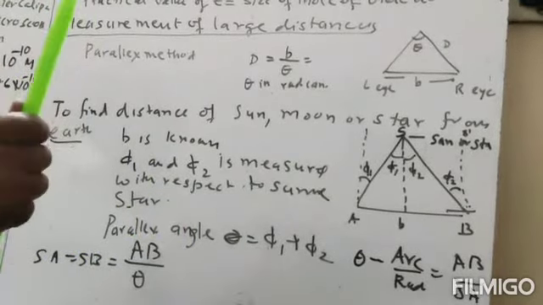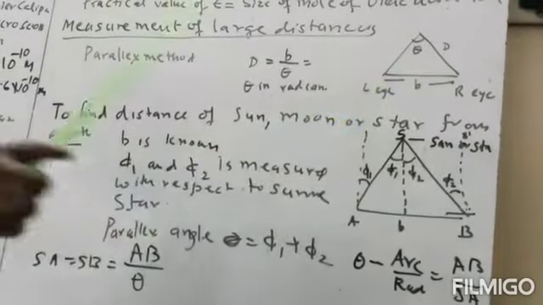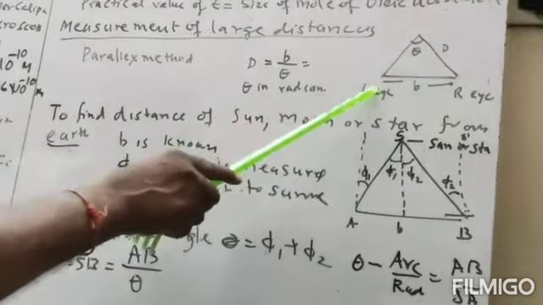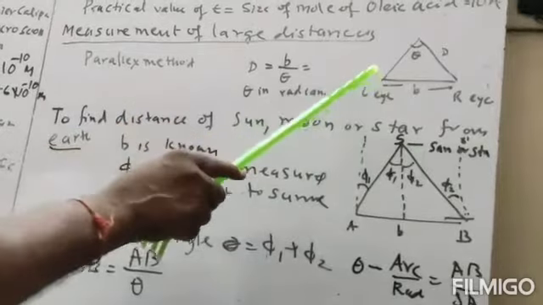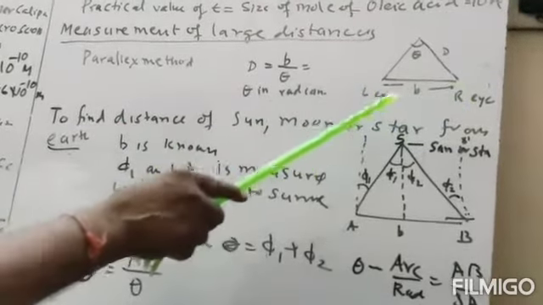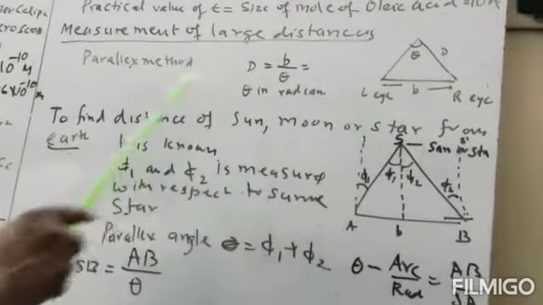So these are the 2 points, this is the left eye and this is the right eye. The distance from the left eye to the right eye is known as the base. And the angle subtended by the object, this angle theta, is known as the parallax angle, and the distance between the left eye and right eye is known as the base. Since the angle is small, angle is equal to arc by radius. So angle theta is arc b divided by the radius.